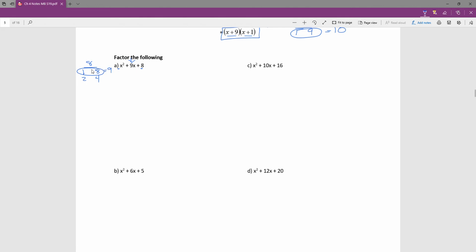So those are the values that are going to decompose my middle term. And so I'm going to recopy the first term as x squared, and I'm going to break this plus 9x apart into plus x and plus 8x. I don't want to change the value of it, I just change the way it looks. And I recopy that plus 8. Now I've made my trinomial into a polynomial with 4 terms.